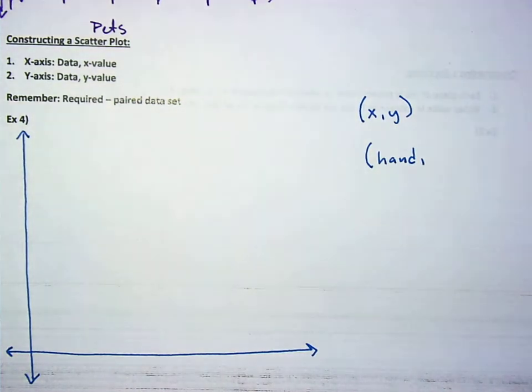So go to the closest half centimeter from the bottom of your hand, the base of your palm, to your middle finger. We're going to go to the closest half.